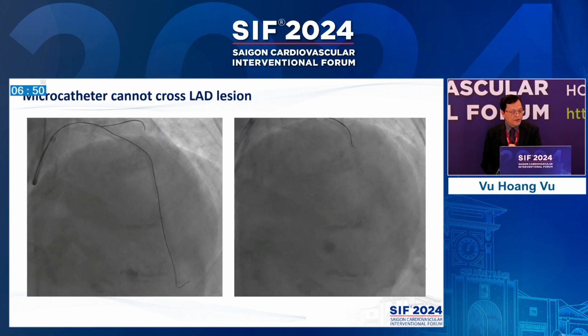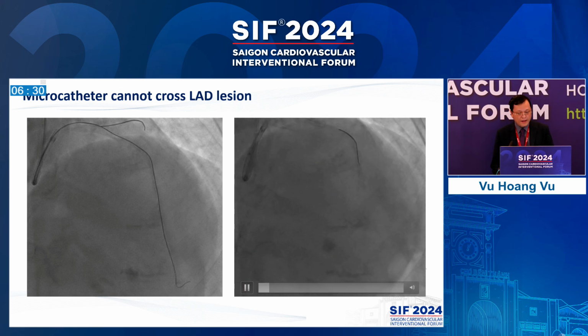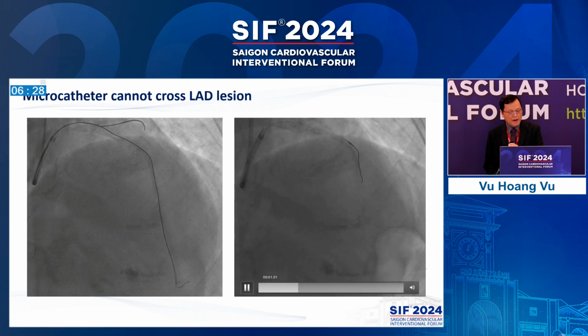And we use a 7 French guide catheter with the radial approach. This is the Fielder XT-R crossing the lesion, but on the right hand side you see that the microcatheter cannot cross the lesion, so we have to move the microcatheter into the very distal, as fast as possible, and we use a rota wire to cross the lesion.